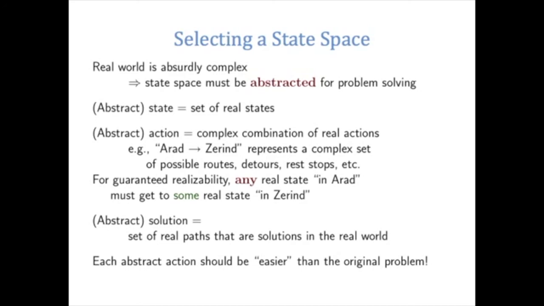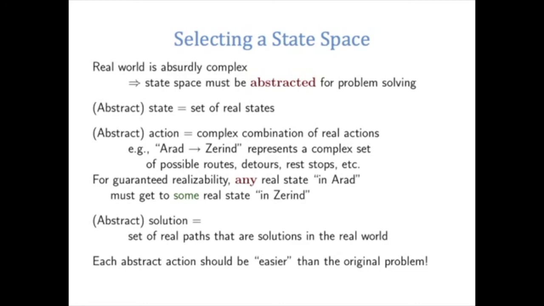So this abstract state has to be equivalent to our set of real states, but simpler. And our abstract action is going to be a complex combination of real actions or equivalent to it. So if, in our abstracted problem, we have an action of going from Arad to Zerind, that represents a complex set of possible routes, detours, rest stops, snow, hail, big trucks on the road, and so forth.